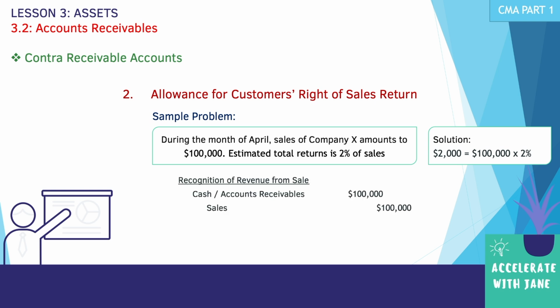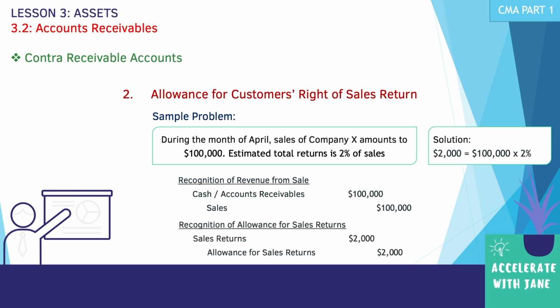And then the journal entry to recognize the revenue from a sale: we debit cash or accounts receivable, 100,000 US dollars, and then credit sales, 100,000 US dollars. Second, for the journal entry to recognize the allowance for sales returns, here we debit sales returns by 2,000 US dollars, which we have computed earlier, and we credit allowance for sales returns, which is 2,000 US dollars. Now, for the sales returns of 2,000, this is actually a contra sales account.